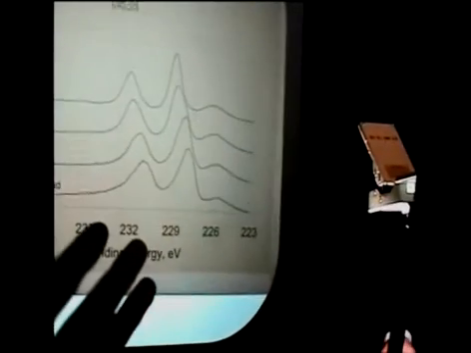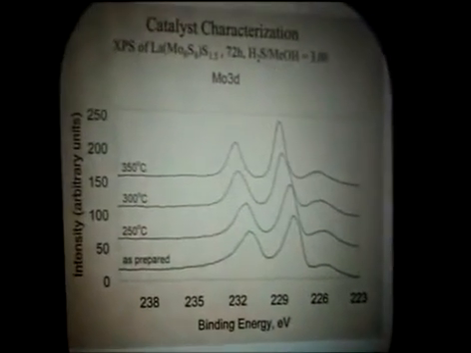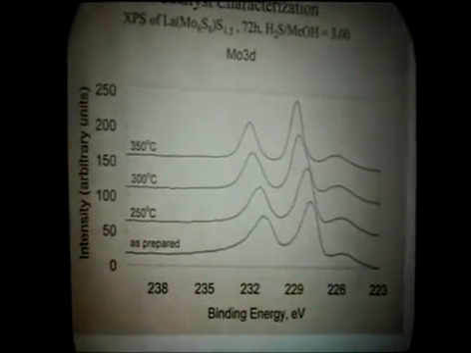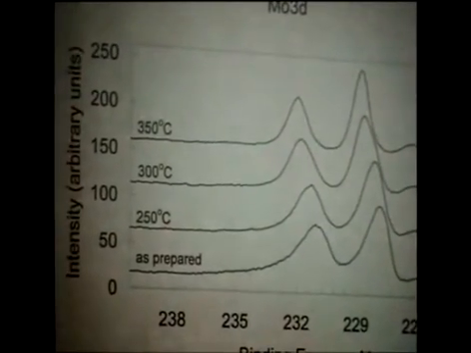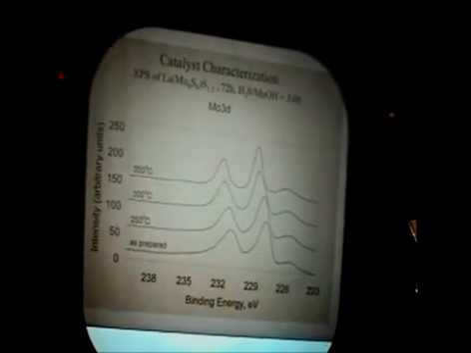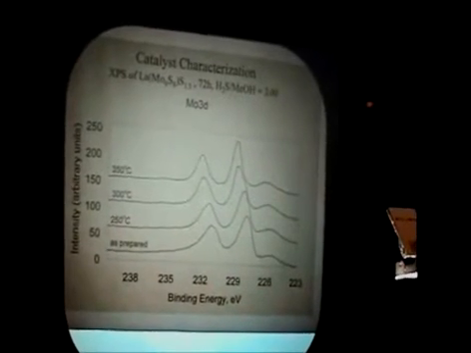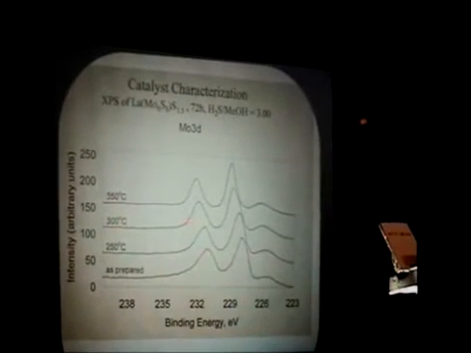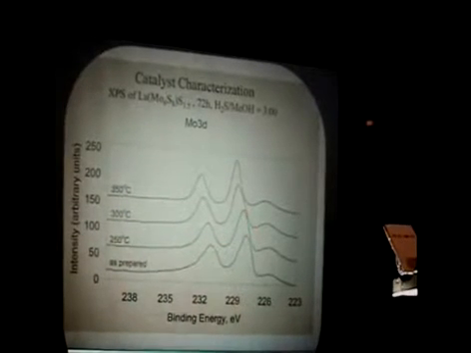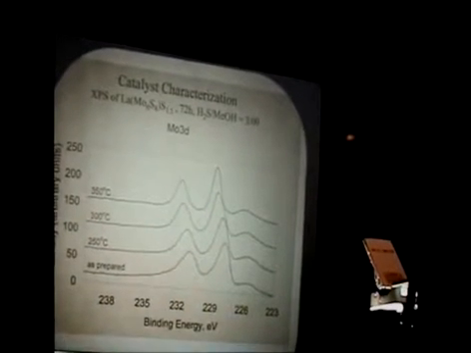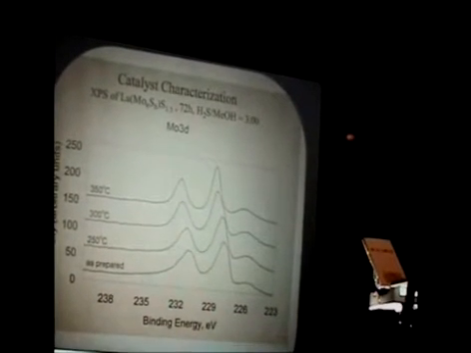Now, I mentioned we're interested in looking at the surface of the catalyst using XPS. What we look at here is the molybdenum 3d region. In the as-prepared material, we have a pretty low binding energy for molybdenum, usually around 227.9 or so electron volts. That's characteristic of molybdenum in the cluster. As we put the catalyst in the reactor and raise the temperature, and this is again after 72 hours, we see a shift to higher binding energies in the molybdenum environment. So we're definitely seeing a change at the surface of molybdenum.